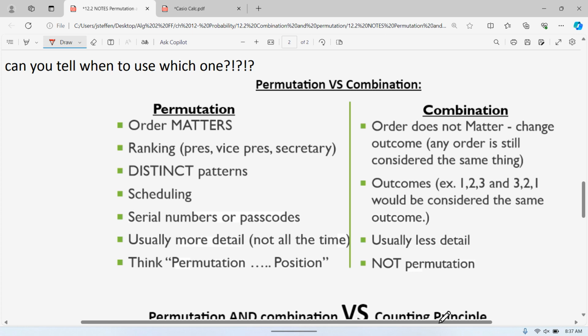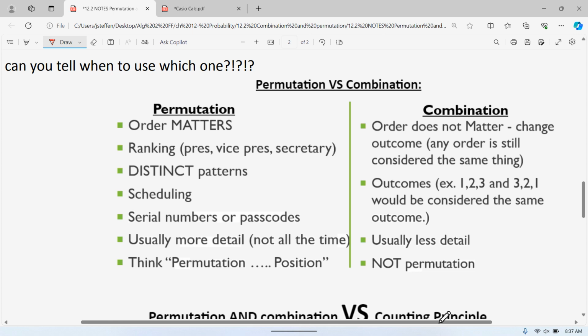So those are the overall differences, but now I'm going to go into specifics. If they're ever ranking something, it's permutation. So if they say president, vice president, secretary, or president, treasurer, and janitor, I don't know what other ranks there are. If they're ranking something, then it definitely matters. Same thing, if you're getting first, second, third, or fourth, that's ranking something. First, second, third, fourth, fifth, that's ranking. Best to worst, that's ranking. If they're doing some sort of ranking system, then that's definitely permutation.